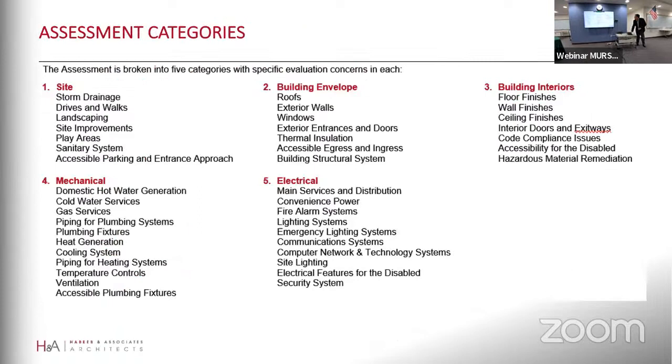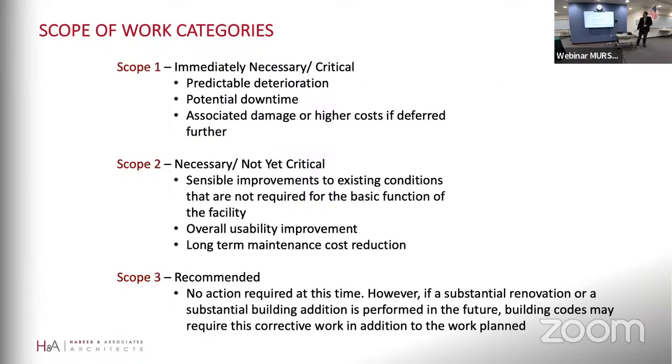Okay, so I said I was going to do this out of order. So I'll go back to this slide. So these are our scope of work categories. Each work item is assigned a scope, and a scope is really just another word for a priority. So the items that we put in scope 1 are the highest priority. These are the things that we want to address as soon as possible, or they're critical items that will continue to deteriorate if they're not addressed in the short term. These are the things that we want to do as soon as we can.